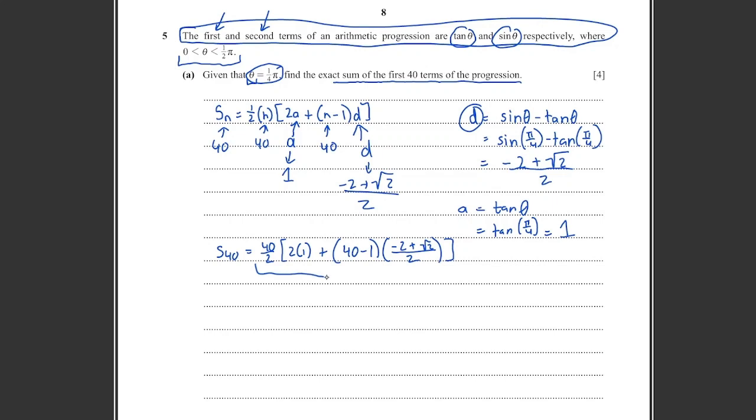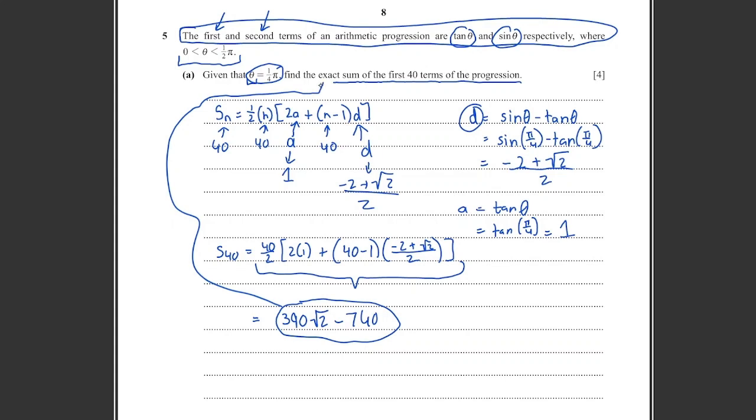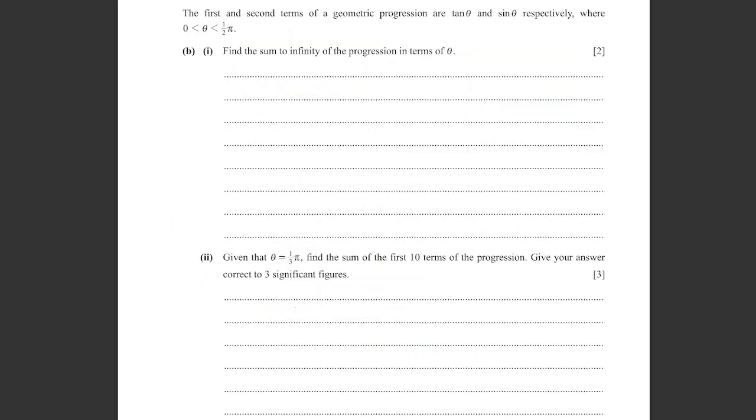And when you solve all of this out in your calculator, you get the answer, which is going to be 390 under root 2 minus 740. Now, you don't want to solve this any further, because then you would get some answer in decimals, but that's not what they asked for. They asked you to give them the exact answer. That's why you need to leave it in this form over here.